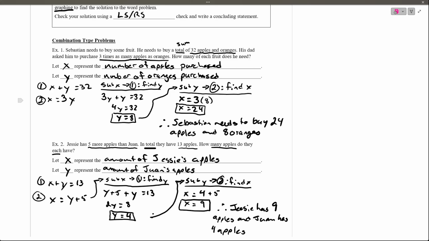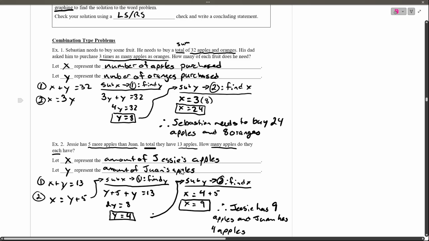Okay, so those are our combination problems. And those are going to be the most straightforward to recognize because we're just looking for a combination of items and how they relate to one another. Let's move on a little bit.